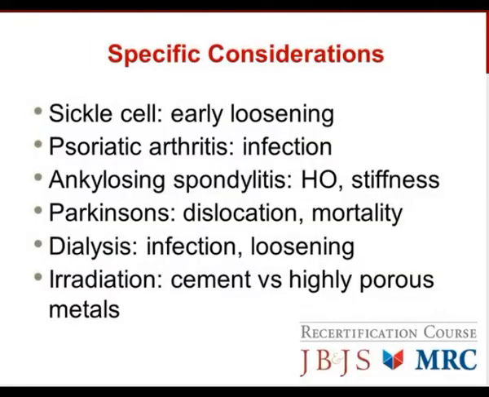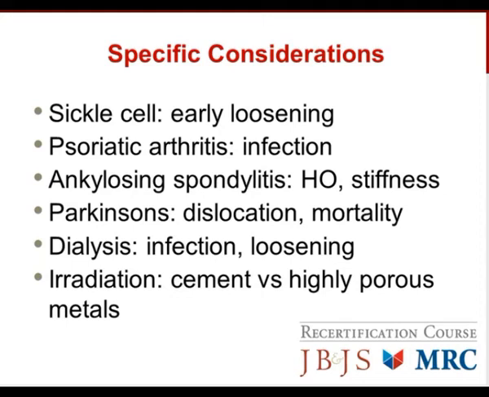There are some specific considerations regarding complications after total hip arthroplasty. I've listed a number of associations on this slide that you want to be familiar with, and we'll walk through these. With sickle cell patients, we're concerned about early loosening. With psoriatic arthritis, infection. Ankylosing spondylitis, the concern is stiffness and heterotopic ossifications. Parkinson's patients have a particularly high rate of dislocation and mortality reported in the literature. Dialysis patients are probably the highest risk patients for infection after total hip arthroplasty.